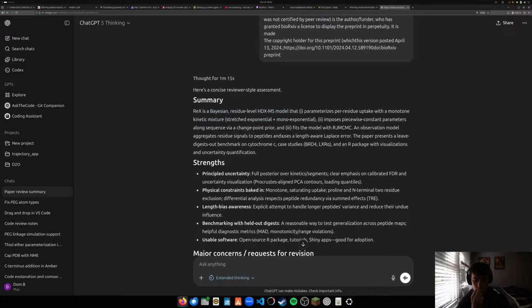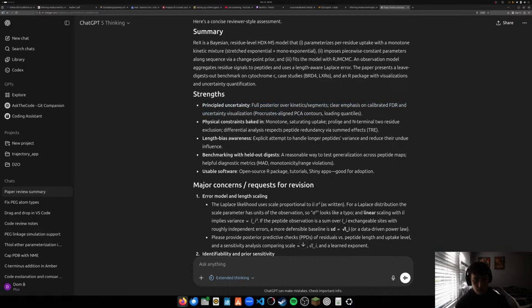So, REX. It's a Bayesian residue-level model that parameterizes per-residue uptake as a monotone kinetic mixture, stretched exponential, and imposes piecewise-consistent parameters along the sequence via a change-point prior, and fits the model with RJ-MCMC. The observation model aggregates residue-level signals to peptides and then uses a length-aware Laplace error. The paper presents a leave-digest-out benchmark on cytochrome c, a case test, and an R package. Okay. Yeah, I agree with that.